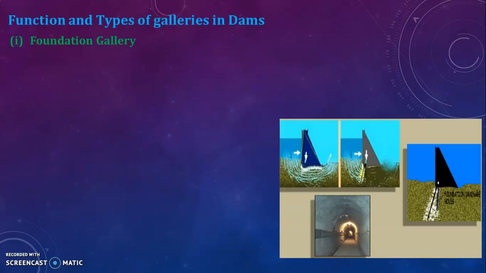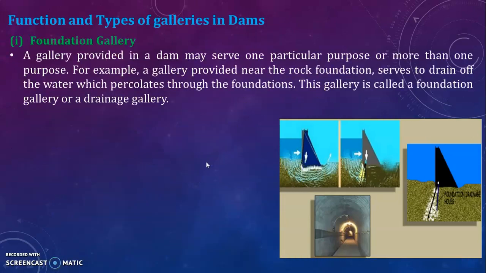Let us discuss what the functions and types of galleries in dams are. There are mainly two types of galleries: foundation gallery and inspection gallery. Let us first discuss the foundation gallery. A gallery provided in a dam may serve one particular purpose or more than one purpose. For example, a gallery provided near the rock foundation serves to drain off the water which percolates through the foundations. This gallery is called a foundation gallery or a drainage gallery.